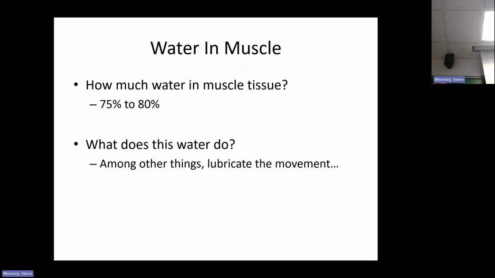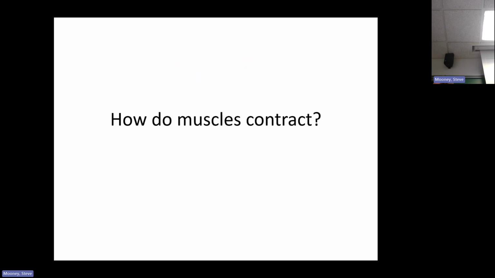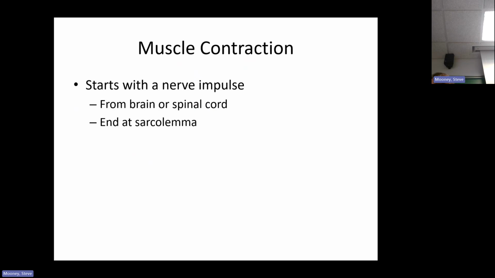In that sarcomere, it's going to act as a lubricant. So you have those hydrophobic proteins, and the water is going to slide back and forth. So what does that water do? It's going to act as a lubricant for movement as we go through. So having that extra water there, maybe a little extra water compared to some other tissues, helps lubricate, helps things move. So how does a muscle contract?